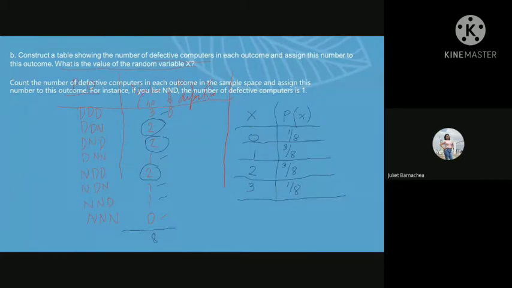This is now the probability distribution table of a discrete random variable. Kaya yung sinasabi niya kaninang statement, ang P of 0 ay 1 over 8. Ang P of 1 is 3 over 8. Ang P of 2 is 3 over 8. And then, P of 3 is 1 over 8. So, that's letter C.